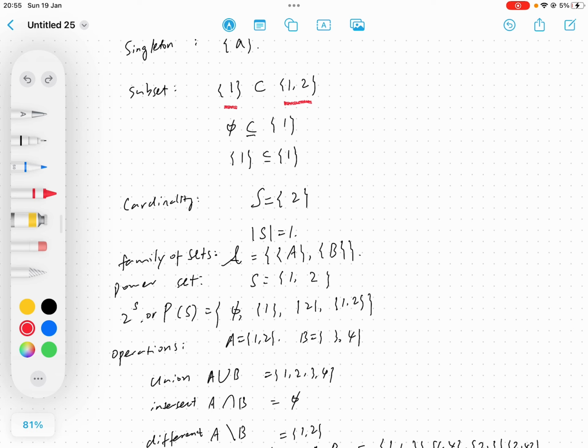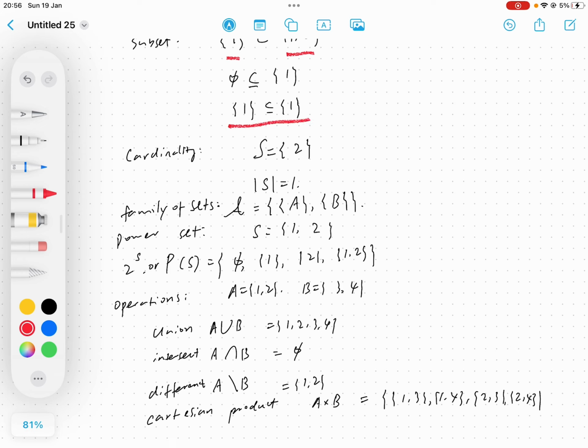So the empty set would be a true subset, right? The other one would also include the equality, okay. So we say that the empty set would be a subset of any set, right? Whenever we write the sets, we do not write the empty set if we have some non-empty elements in the set, right? So the empty set is always a subset of every set, okay, all the sets. And of course, the set itself is a subset of itself, right?